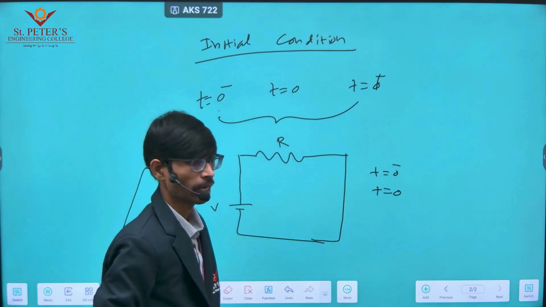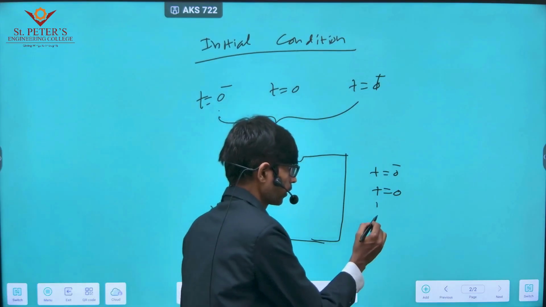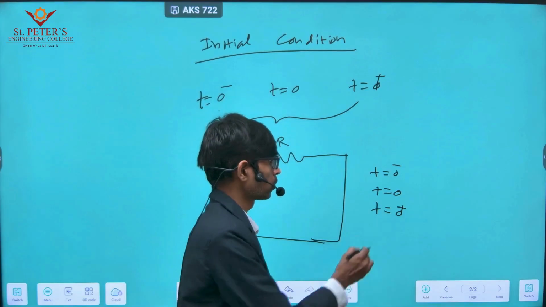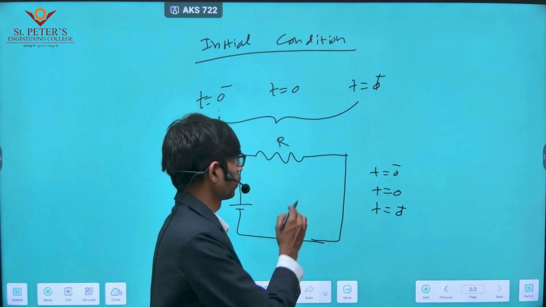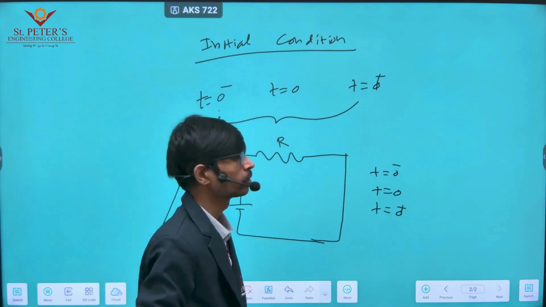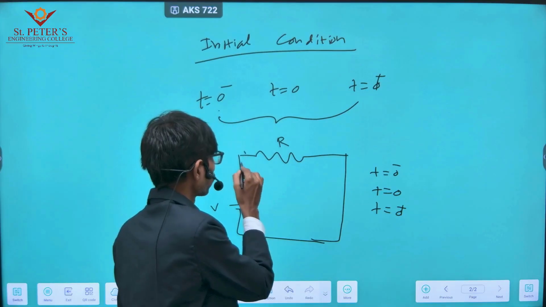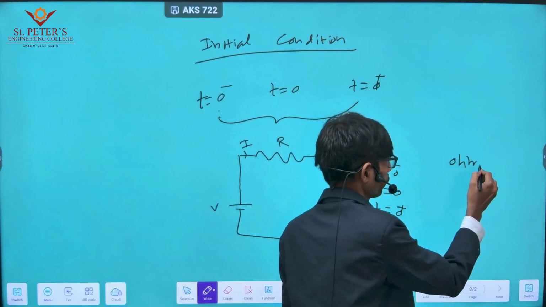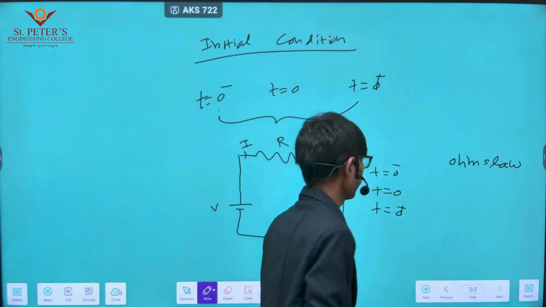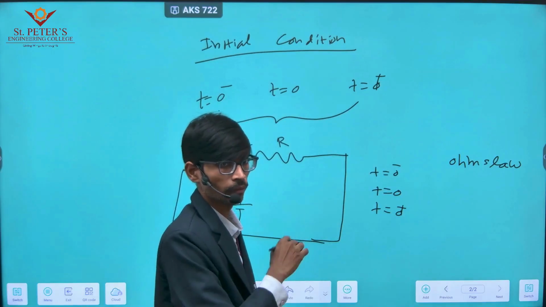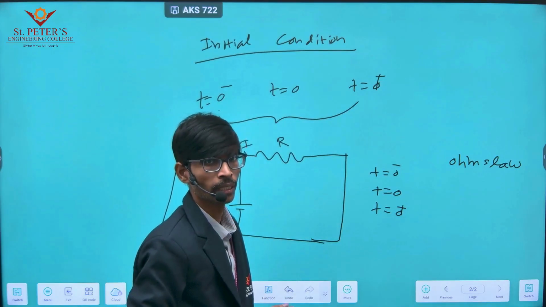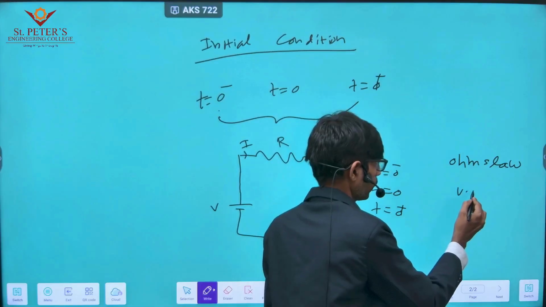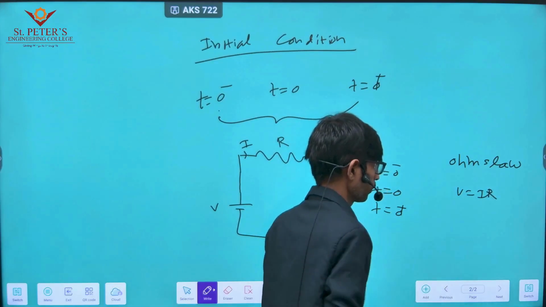Switch is closed at t equal to 0, and at t equal to 0 plus the switch is also in closed condition. Whatever the timeline, some current I will flow through the resistor, according to Ohm's law. Before that, the current will be 0; after that, the current will have some magnitude, depending on the applied voltage and the resistive value. So V equal to I R.